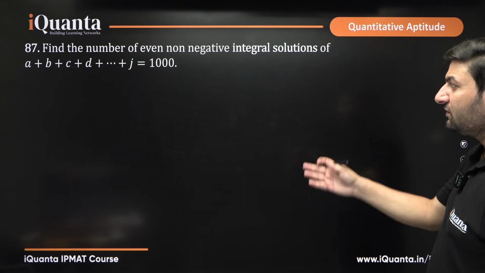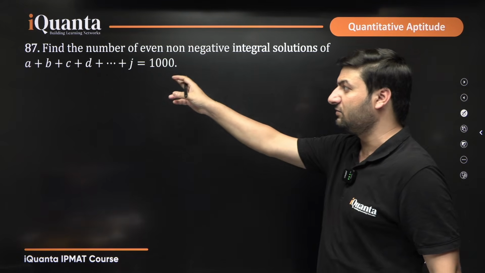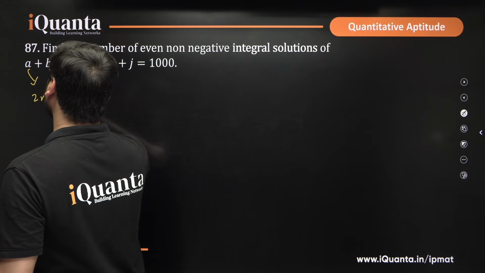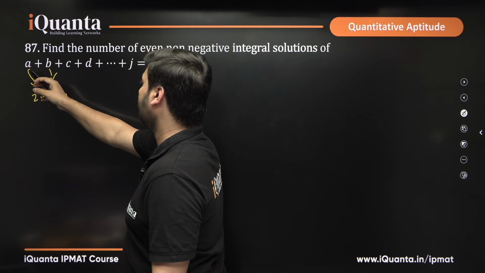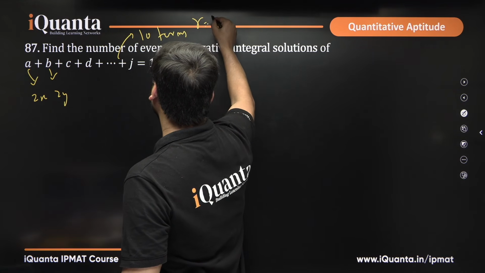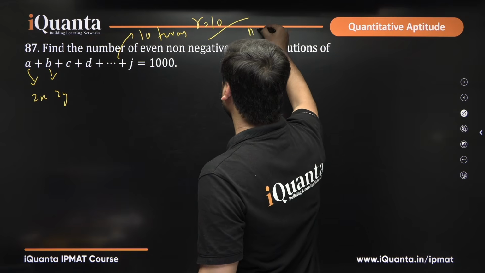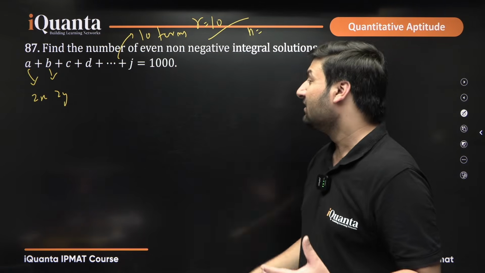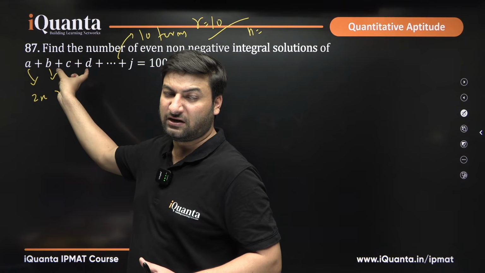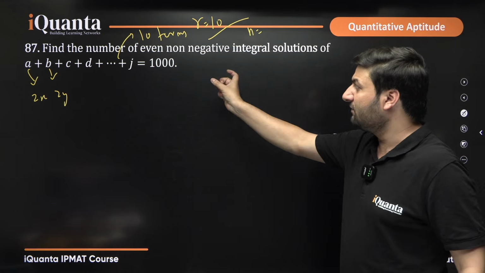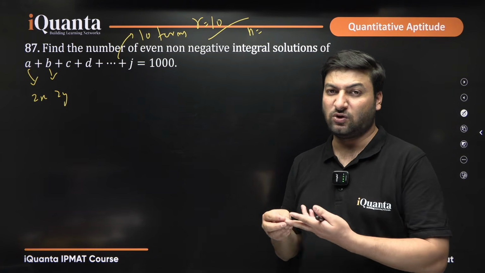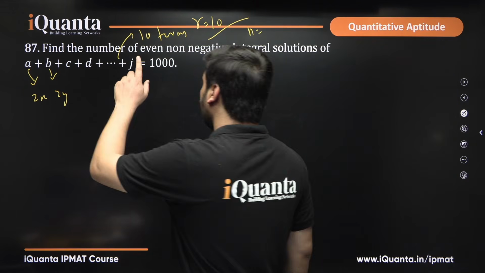Third question, find the number of even non-negative integral solutions. You want even values, so all of them should be even. So, shouldn't a be something like 2x, shouldn't b be something like 2y? How many terms do we have in the left hand side from a till j? That means we have a total of 10 terms. That simply means r is equal to 10, yes or no? N, the number in the right hand side, is basically 1000, but do not just take up the value and start applying. First of all, you have to read whether there is some change that is going to happen in these variables. Non-negative means 0 is allowed. So, 0 is a non-negative even number, so 0 is allowed, and only even values are allowed.